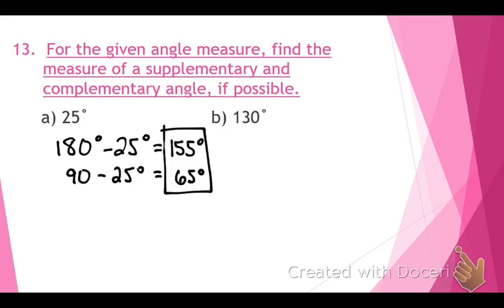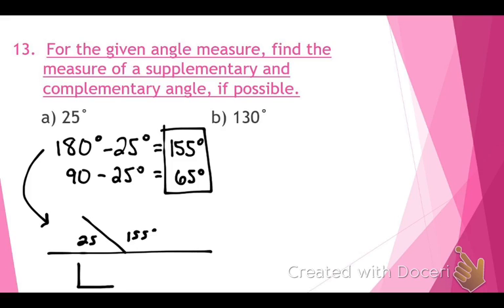So basically what it's saying for the supplementary one, you would have like a straight line. One of them is going to be 155, and it's just saying that the other one would be 25. Does that make sense? Then if you were to do the complementary one, you know it's going to add up to 90 degrees, so one of them will be 25 degrees and the other one would be 65. But you can see right there that those two add up to 90 degrees. Okay, let's go to the next one.